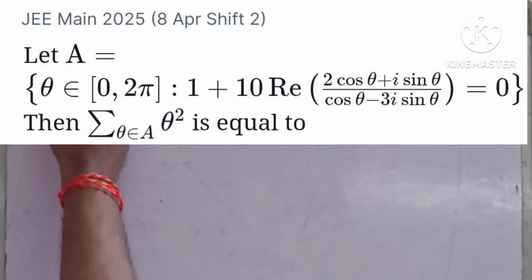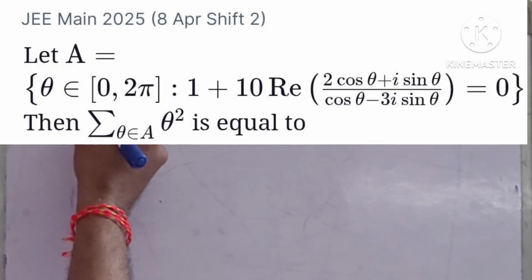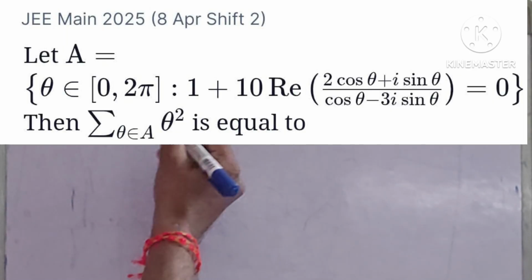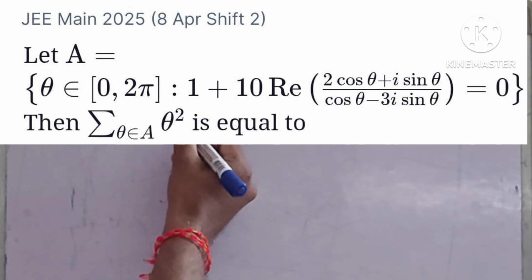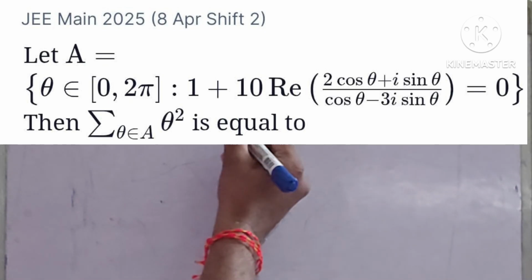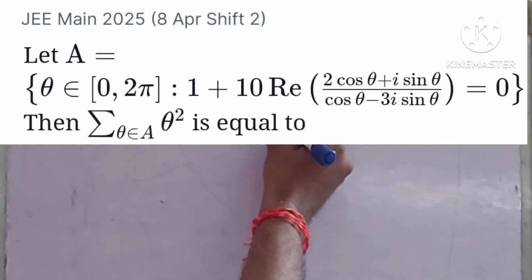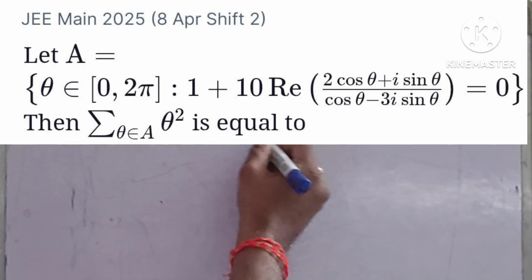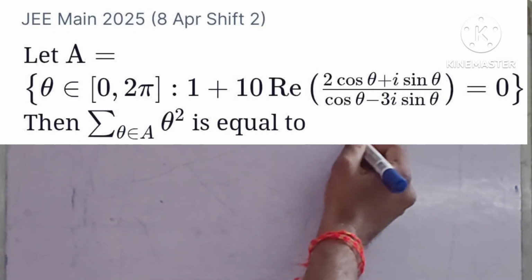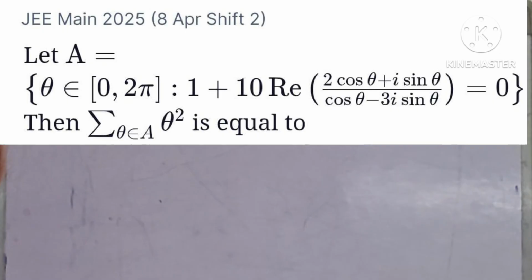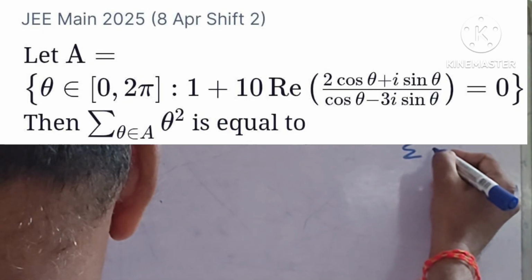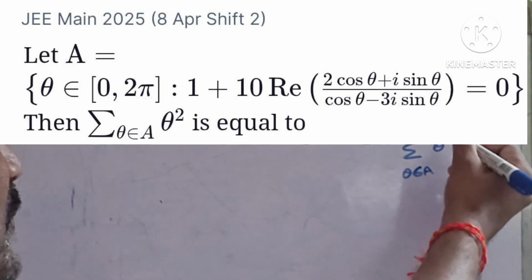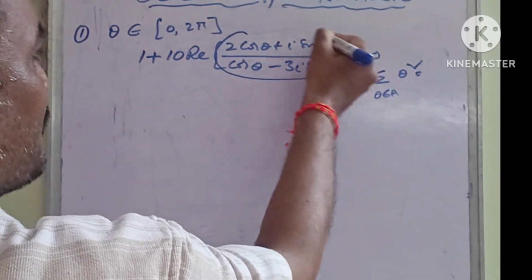So here, 2025, the JEE Mains question: theta belongs to 0 to 2 pi. Now here, 1 plus 10, real part of (2 cos theta plus i sin theta) by (cos theta minus 3i sin theta) is 0. Then summation of theta square. Now theta belongs to A. So find the value. This is the trigonometry part.